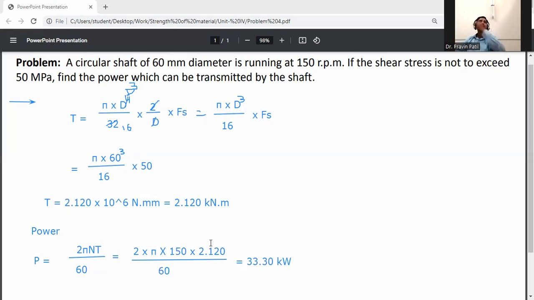If you put the torque value in kilonewton meter, you will get kilowatt. If it is put in Newton mm, it will be only in watt. So this one is the power transmitted by the shaft.